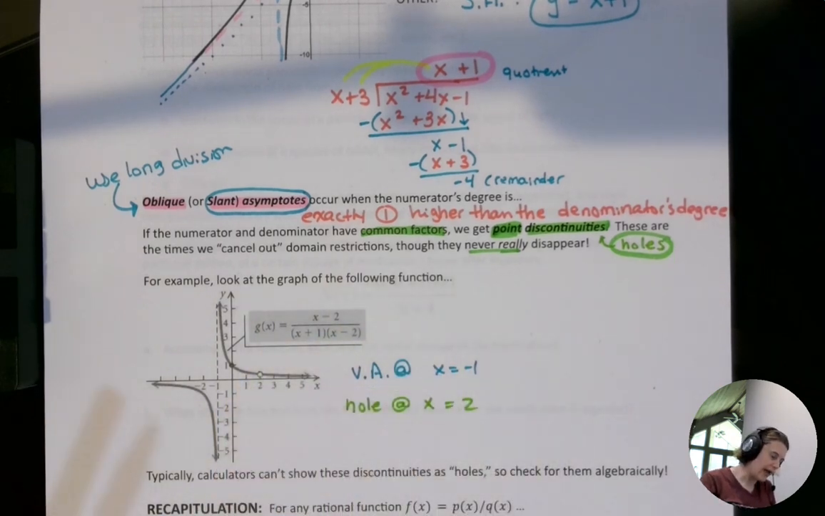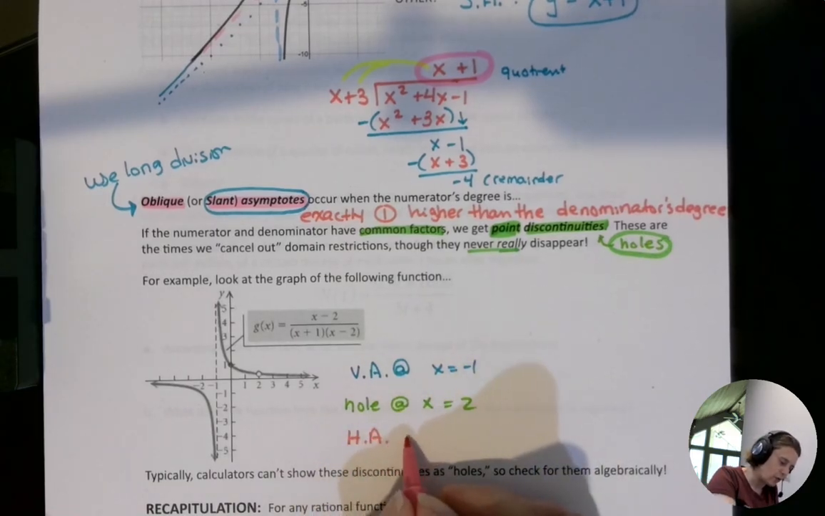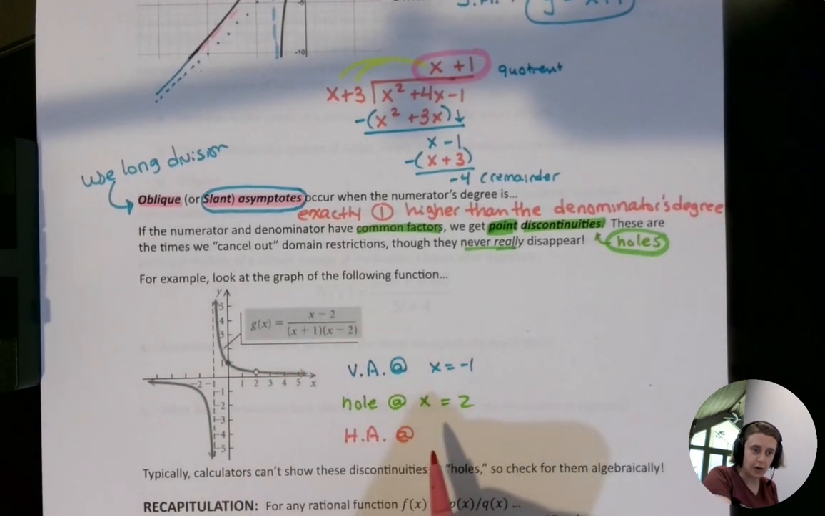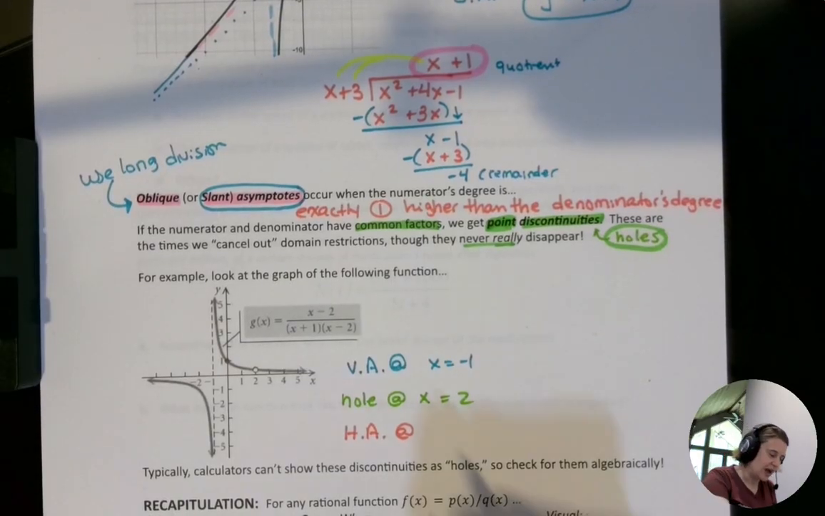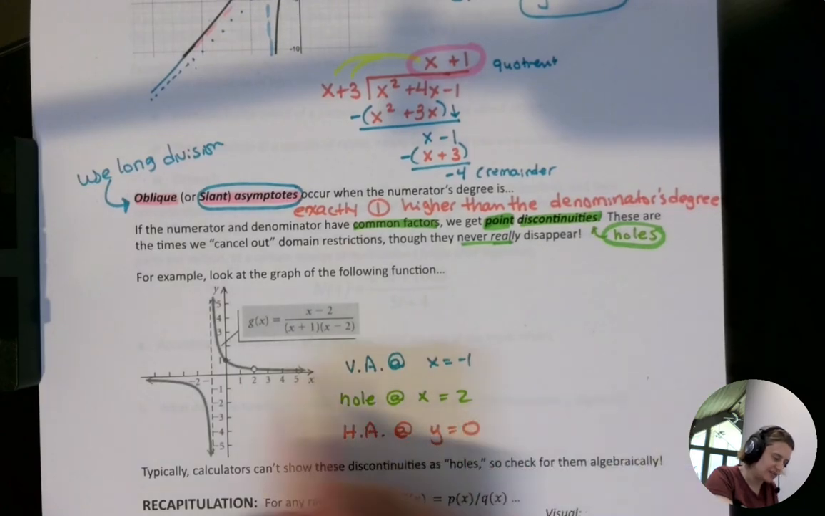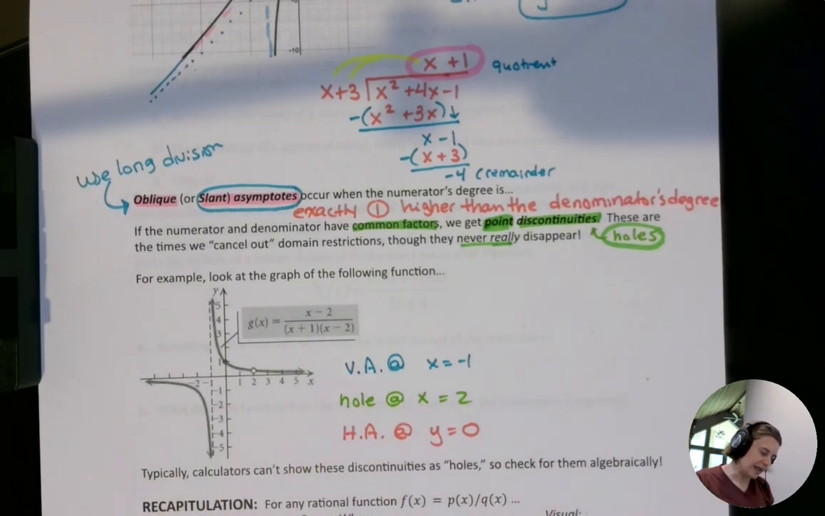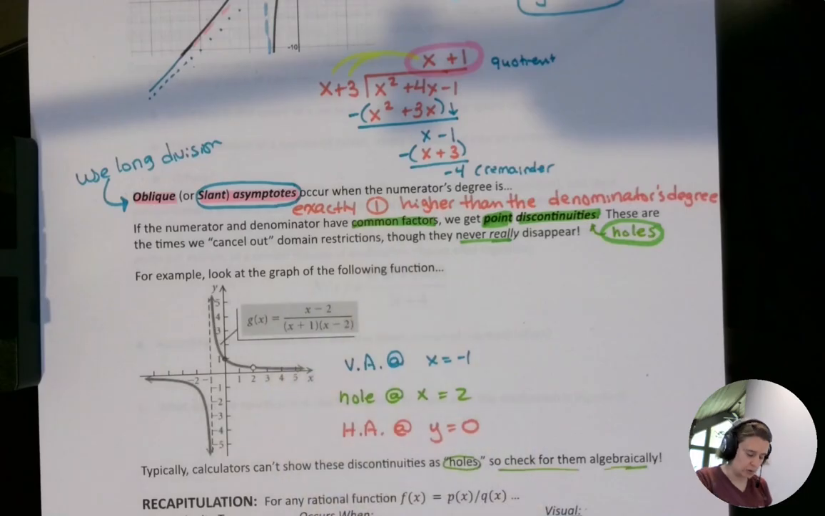This graph also has a horizontal asymptote. I know it has a horizontal asymptote because the degree of the top is 1. If I multiply the degree of the denominator out, it's going to be 2. And if the degree of the bottom is larger than the degree of the top, the horizontal asymptote is going to be at y equals 0. And I can see that happening here. So I can tell all of that just by looking at the equation of this function. Just a note here, typically calculators can't show these point discontinuities, these holes, so we have to check for them algebraically by looking for that reducing factor.